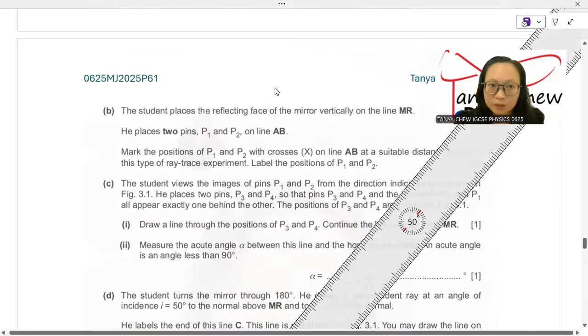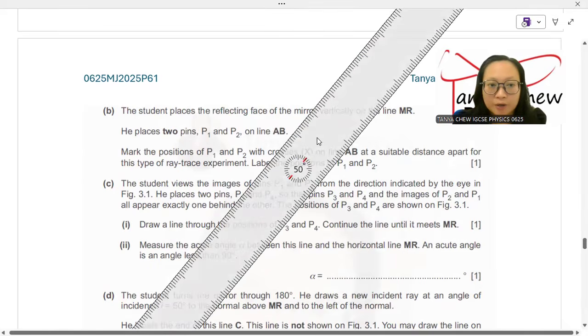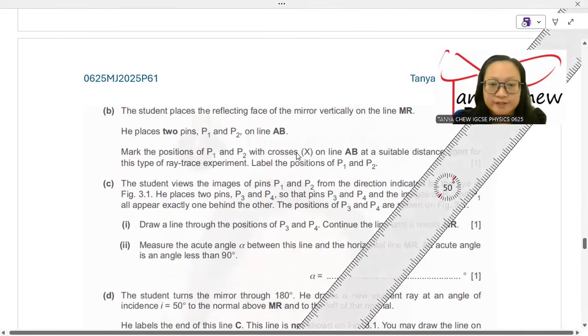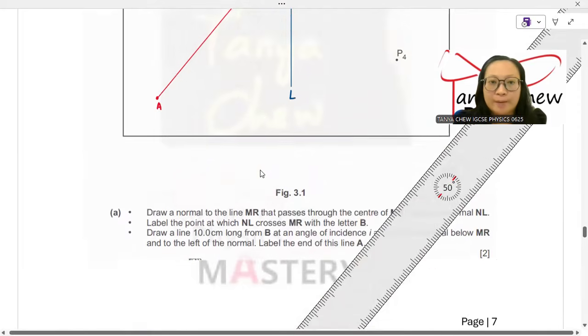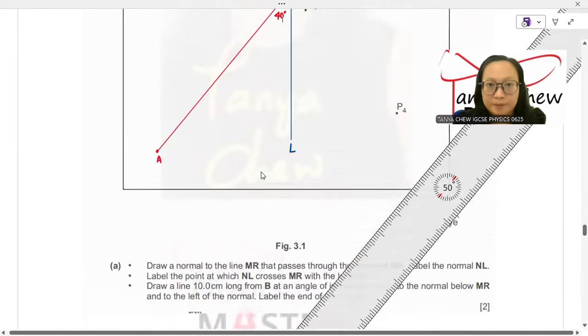Now, done with that, the student places the reflecting face of the mirror vertically on the line MR. He places two pins, P1 and P2, on line AB. Mark the position of P1 and P2 with crosses X on line AB at a suitable distance apart for this type of ray trace experiment. Label position M1 and P1 and P2.